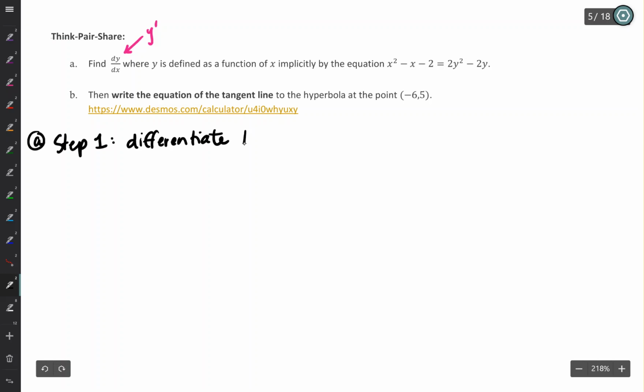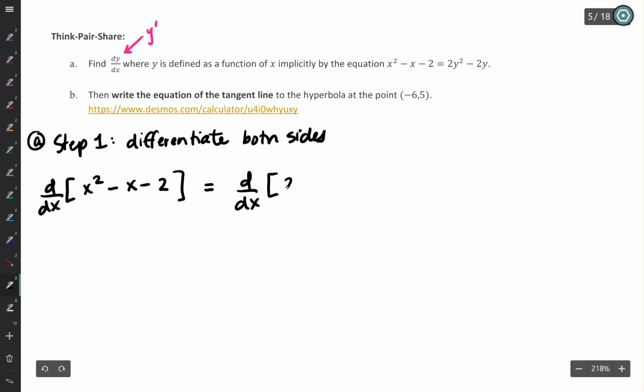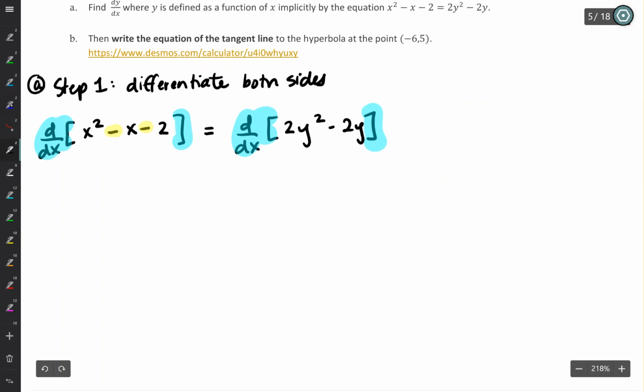Differentiate both sides. Okay, so here I am. I'm going to take the derivative of the left-hand side and the derivative of the right-hand side. Just take the derivative of both. When I look at the left-hand side, I want to see how it's constructed. It's one function of x minus another, so I get to go ahead and differentiate term by term.